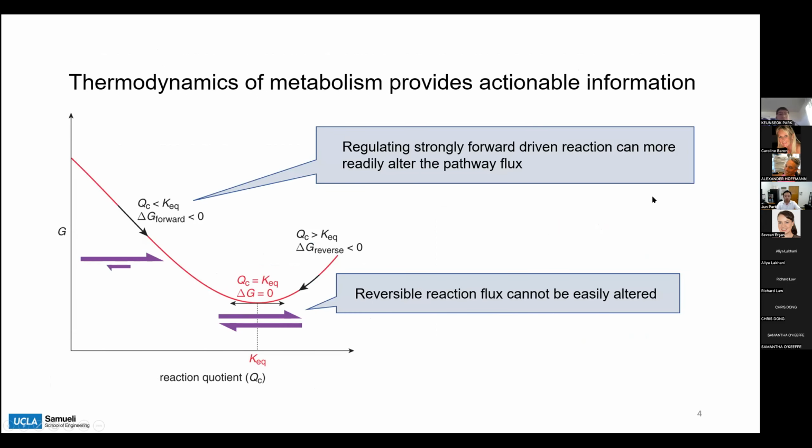Besides measuring metabolic fluxes in the cell, another crucial field of metabolism is thermodynamics. Thermodynamics is about measuring the Gibbs free energy of metabolic reactions, and it provides more actionable information. I prepared a reaction diagram of certain metabolic reactions here. If the metabolic reaction is strongly forward driven, then we can more readily alter the pathway flux. However, if the reaction is close to equilibrium, we cannot easily change the metabolic flux.